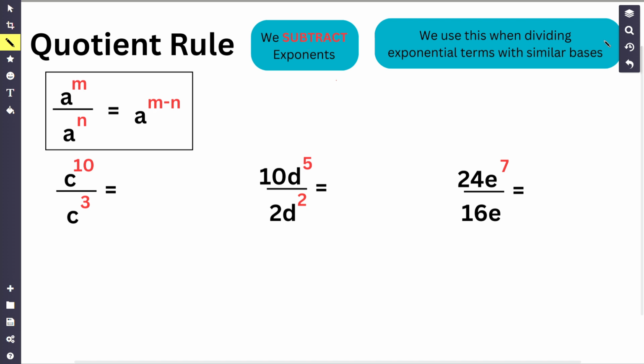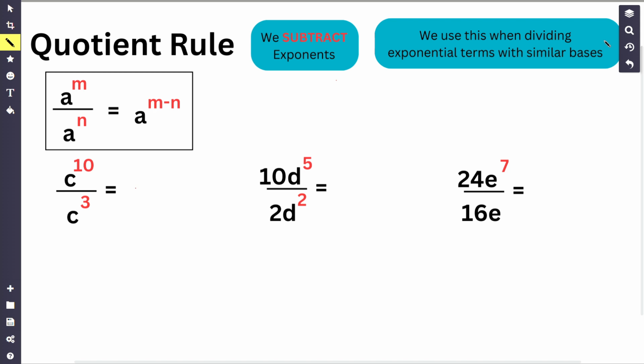But again, you just have to take note that we use this when dividing exponential terms with similar bases. We have a and a. Is that clear? Okay. So now let's continue by having some examples. Let's say we have here c raised to 10 divided by c raised to 3. Again, this is division. So in dividing exponential terms, we have to use the quotient rule.